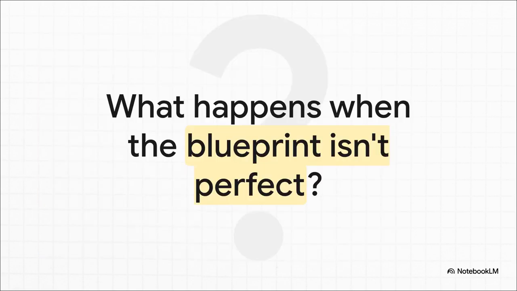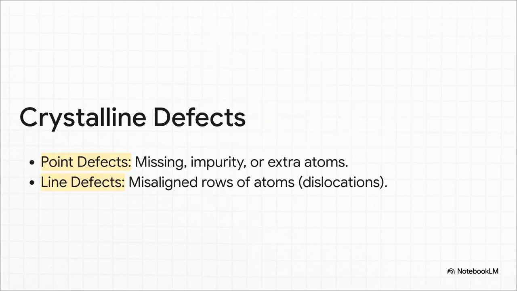Okay, but what happens when that blueprint isn't perfect? This is where things get really interesting and, honestly, a little counterintuitive. Because in material science, perfection, it's often a weakness. It's actually the mistakes, the imperfections in that crystal blueprint that give a lot of materials their most useful properties. Yeah, so we've really got to stop thinking of these as defects or flaws. They're more like essential design tools.